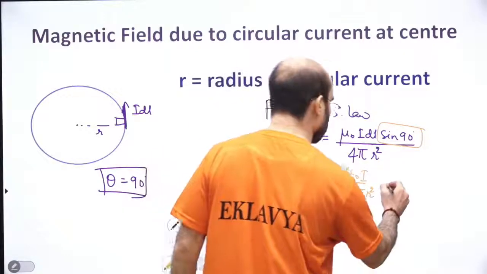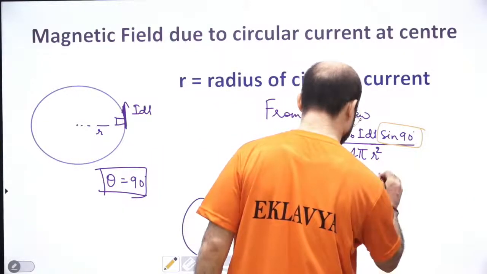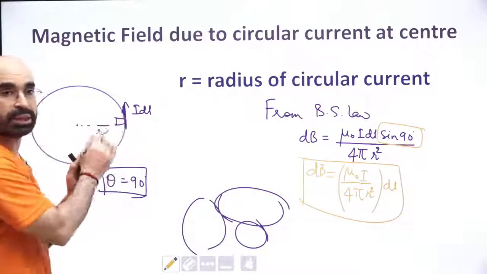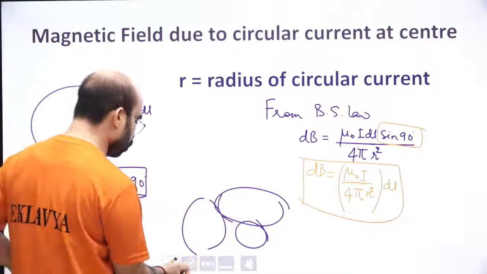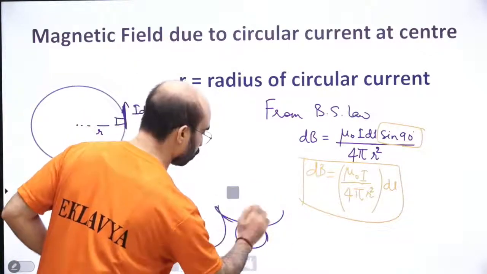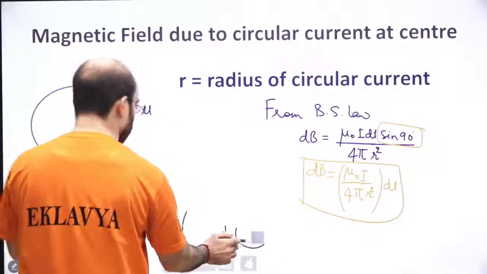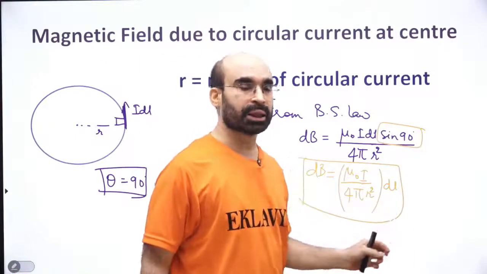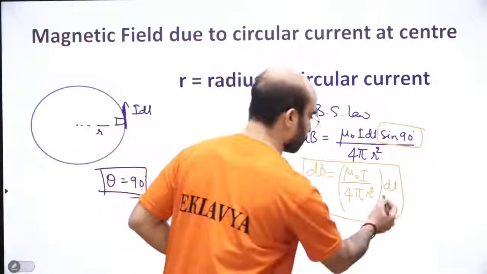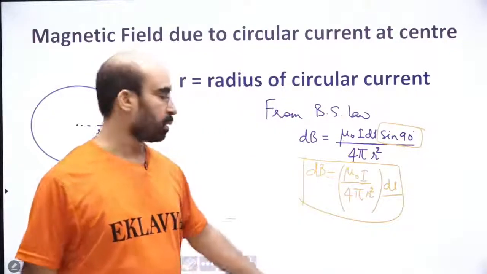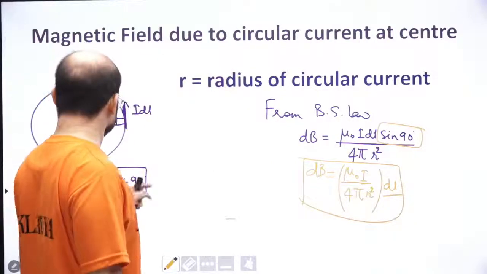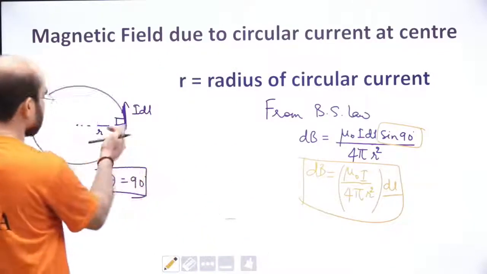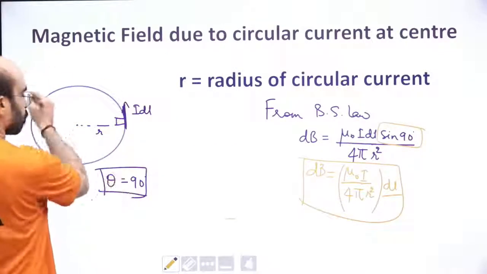So this we have to take into account. This we got. This is due to this current element. You can see this. Okay. Now we will find the magnetic field due to the entire circular current. So what do you think here is to be integrated? This dl is to be integrated. This is the element of the circular current. When you integrate this, what will you get? The entire length would be 2 pi r.